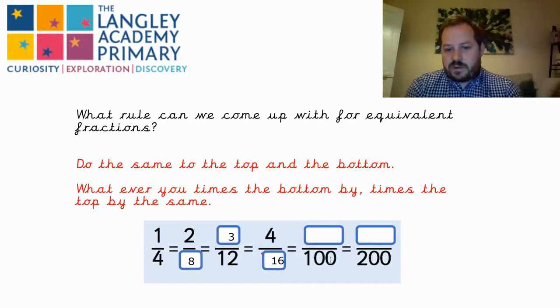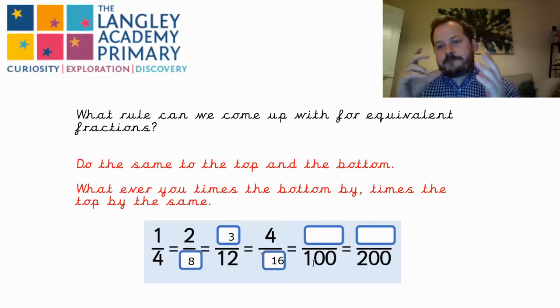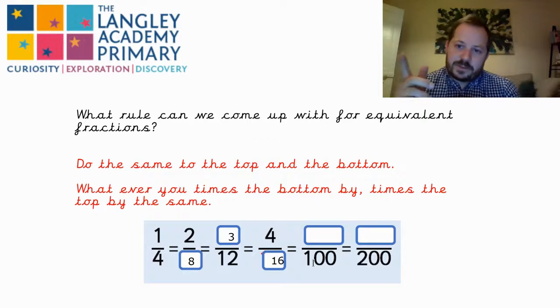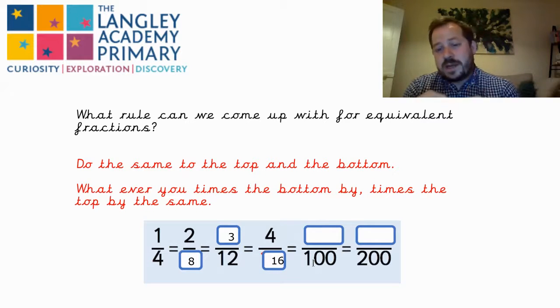Then up here, we've got 100 and 200. Now I can get to 100 because I can do 4 times something equals 100. What do I need to times 4 by to get to 100? This is where your maths comes in, and your times table knowledge links into your fractions. I've said times tables are massively important, and this is why, because they're used all the time in so many aspects of maths. So timesing 4 to get to 100.